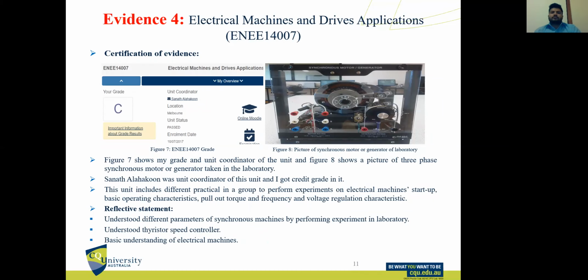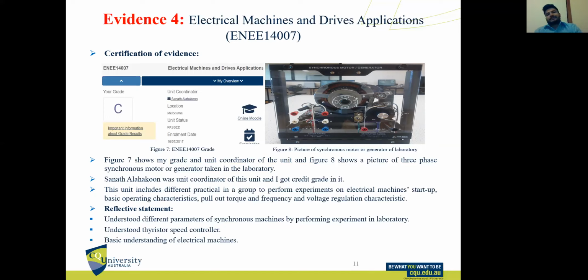Another unit was electrical machines and drive applications. In this unit, I got a credit grade, and Sanat Allahakun was my unit coordinator. As you can see, figure number 8 shows the picture of a laboratory synchronous machine, which we can use as a generator or motor, depending on the connections.